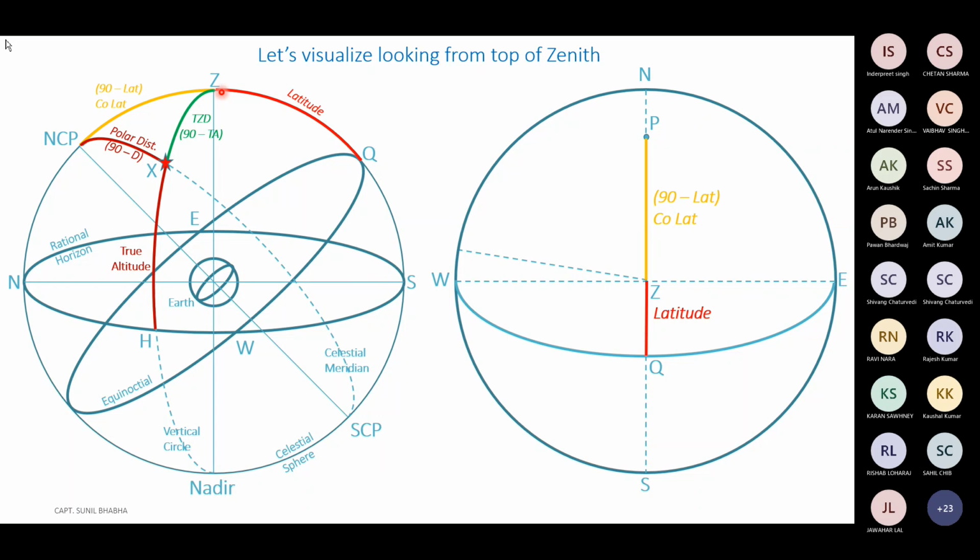And how will this look? From the zenith, you see this particular dotted line. This is how this vertical circle is going to appear. The vertical circle from Z going up to X touches the rational horizon at point H. This point H is going to be this particular point here, from the zenith going up to the rational horizon. This is the H point.